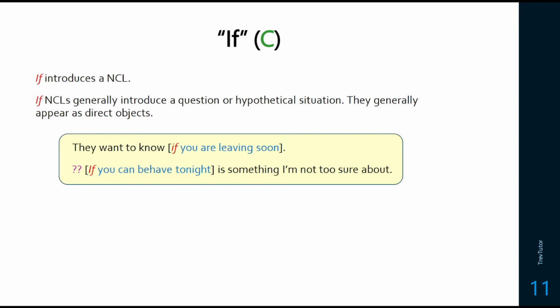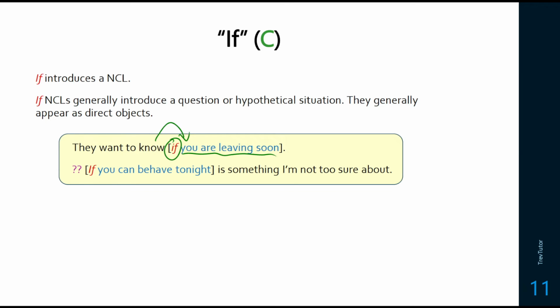There's two other types of complementizers we haven't seen yet. One is if, so this is a C. So this introduces a noun clause and usually has some sort of situation or hypothetical. They're often direct objects. So they want to know if you are leaving soon. So like, is this event going to happen or not? They want to know that. So that's why we use if.